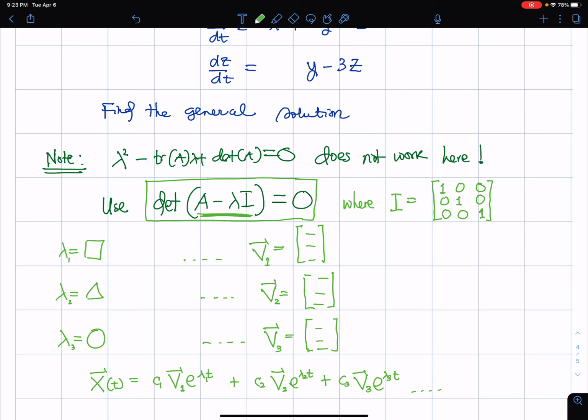But remember this, this will save your life: remember that the trace and determinant formula doesn't work here.